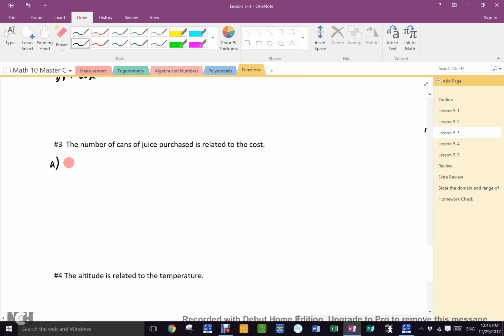What are my two? My IV and my DV. Cost depends on the juice. If I go into Safeway and I buy no juice, am I paying for juice? No. But if I buy a can of juice, do I pay something for it? Yes. So my IV is cans and my DV is cost, because the cost depends on the amount of juice I purchase. Yes? Now, is it continuous or discrete?